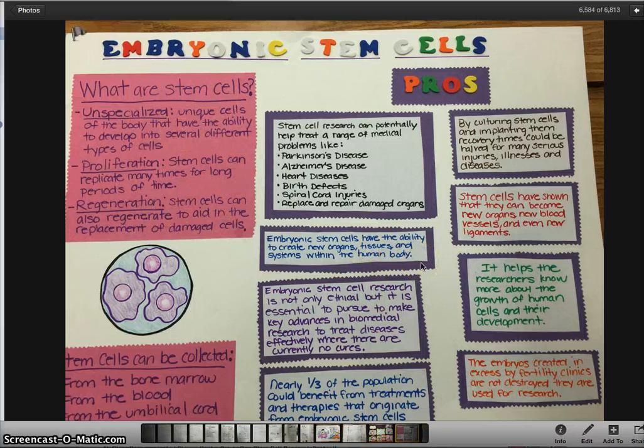So I believe that this was a great lesson where students were able to practice the use of claims and evidence and being able to communicate a stance on a very controversial topic.